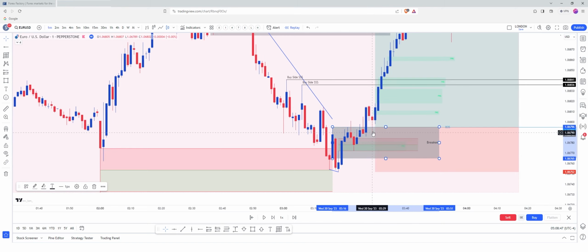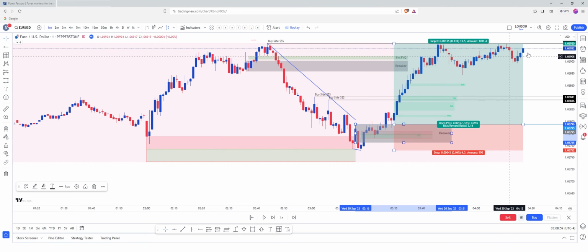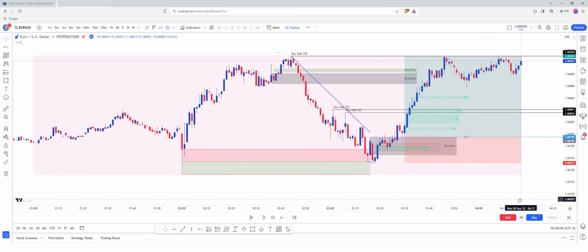Price comes back, taps the top of the breaker block absolutely perfectly at 29 minutes past, which is just a textbook entry, new half-hour candle opening. Superb volume, zero drawdown, and then horrible consolidation at the top before taking the high. However, we do eventually get our 3.1R trade.